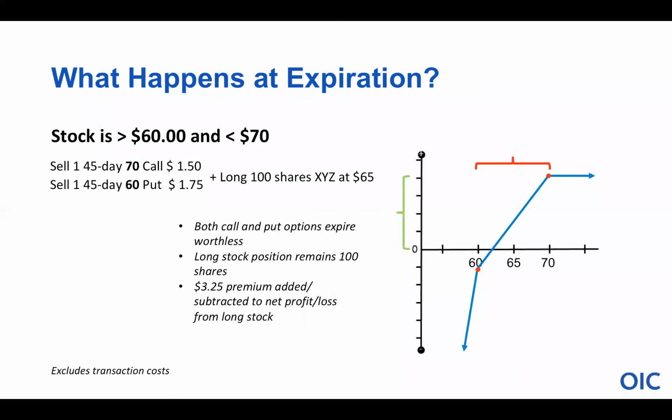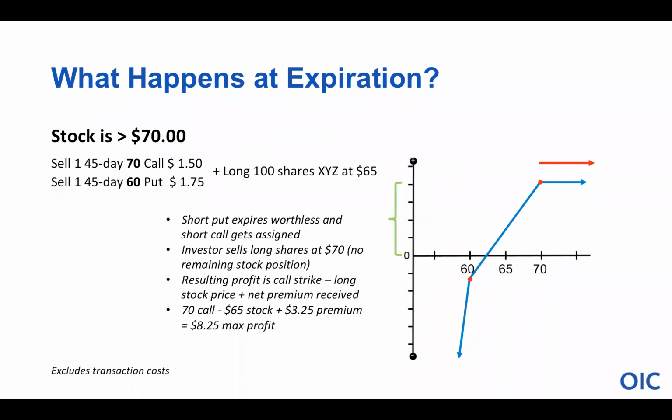When the stock is between 60 and 70 at expiration, well, this is the sweet spot. So now both the call and the put expire worthless. We are long stock from 65. We took in $3.25 in time premium. So we subtract that from the $65 that we originally paid for the stock. So our break even is $61.75. So depending on where the stock is at expiration will dictate, if the stock is above $61.75, that's going to be our profit potential, or our profit. And below $61.75 will show a net loss of some kind.